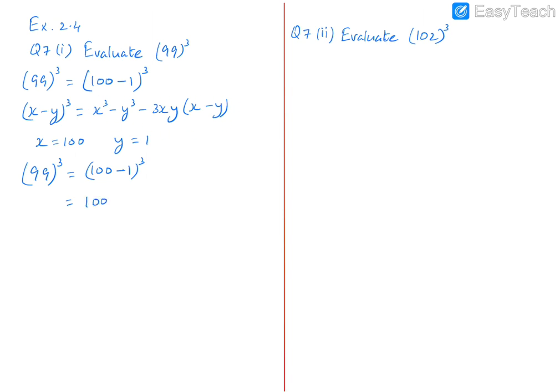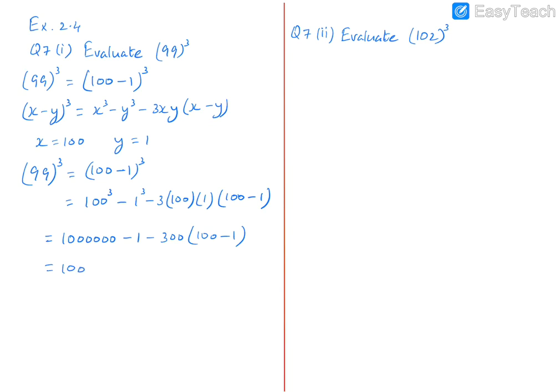So we will get 100 cube minus y is 1 cube minus 3 into x is 100 into y is 1 into x is 100 minus y. Okay, so now we will have it as 100 cube is 1 followed by 6 zeros. So 1, 2, 3, 4, 5, 6 minus 1 minus 3 into 100 is 300. So it's minus 300 into 100 minus 1. So let's open up the bracket.